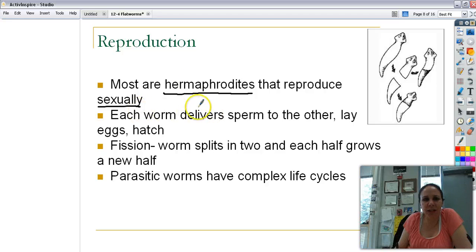And so, other things they can do. Worms can deliver sperm to each other, lay eggs, and then hatch. So they can just put out eggs. They can do fission, which is if I chop them in half or they rip themselves in half, each new half will grow whatever the opposite half that's missing. So this head grows a new tail, this tail grows a new head. Parasitic worms, though, they have very complex life cycles, which I will show you shortly.